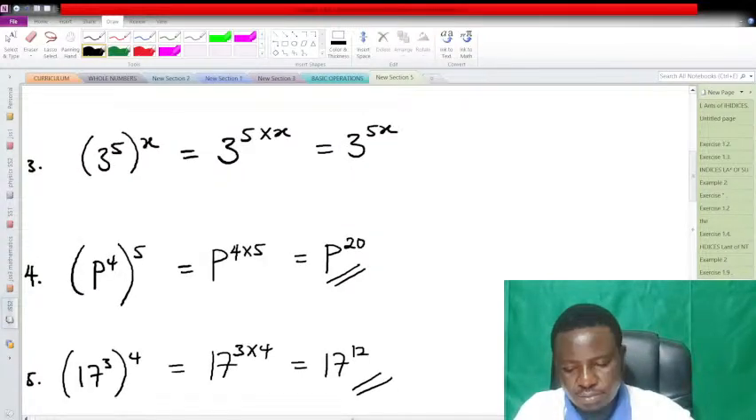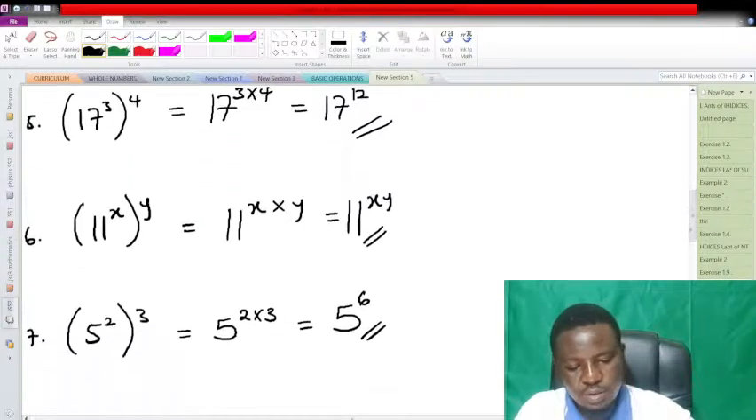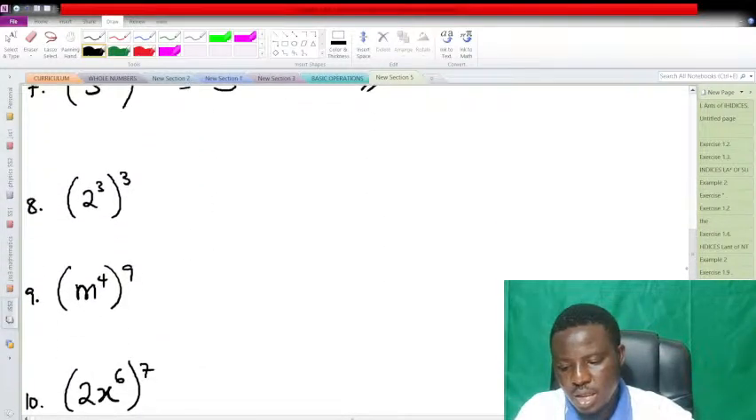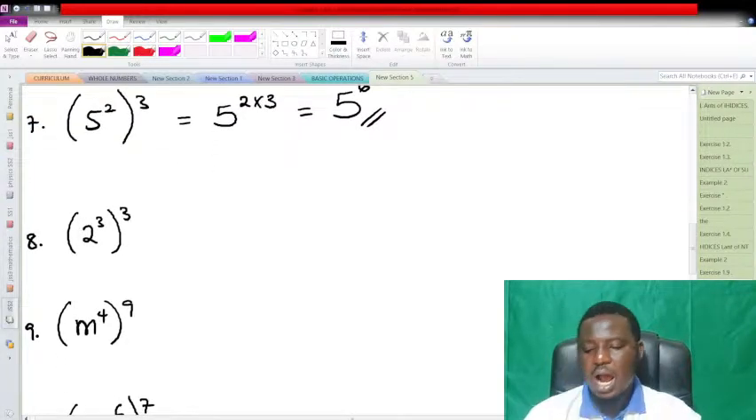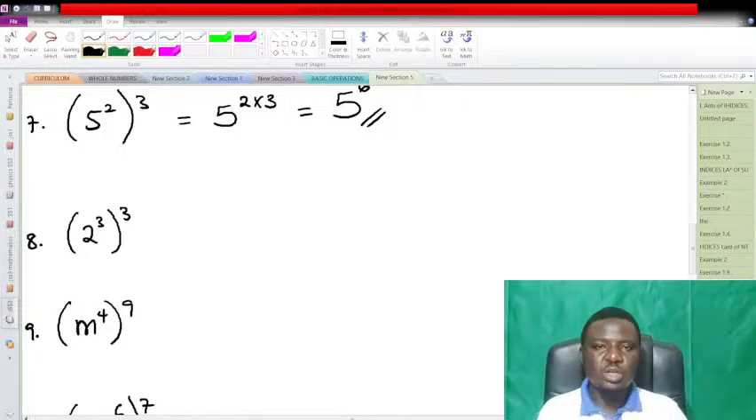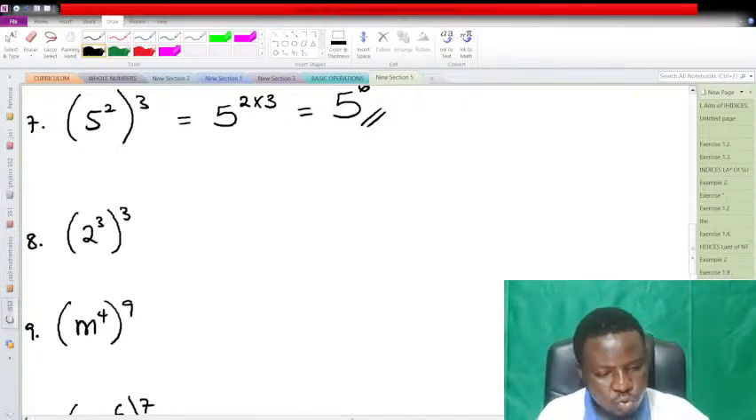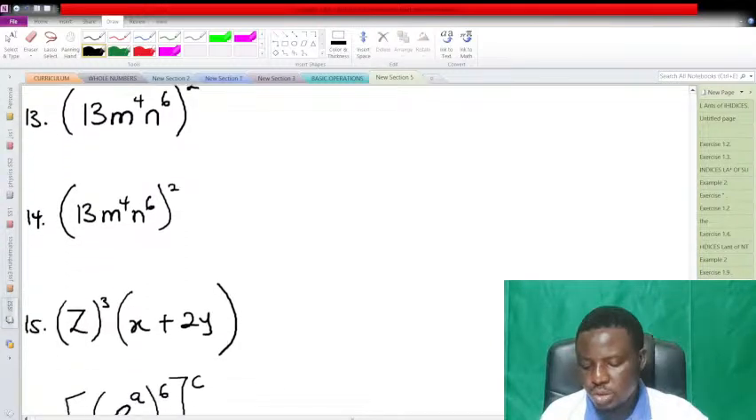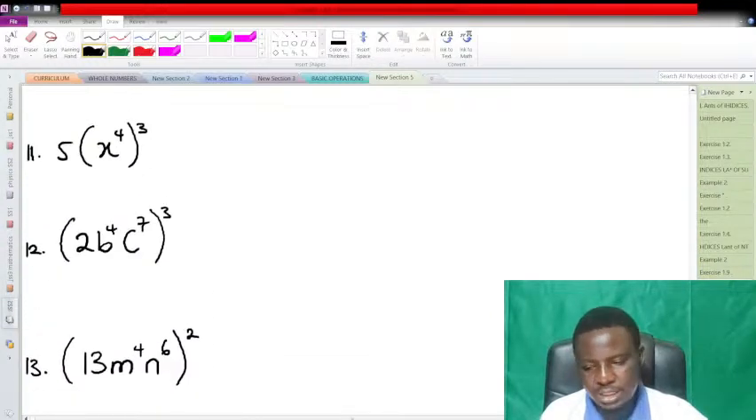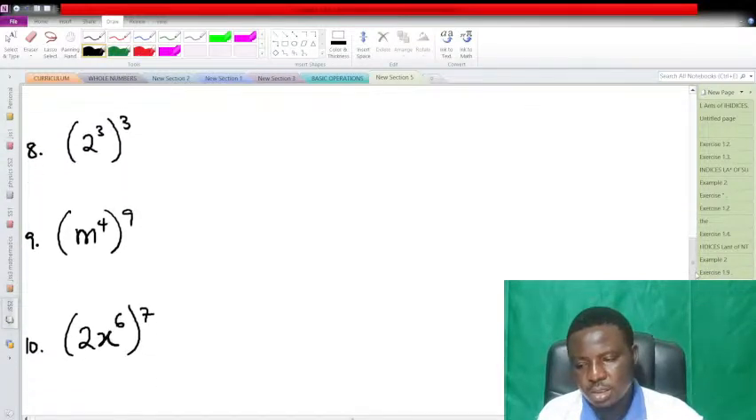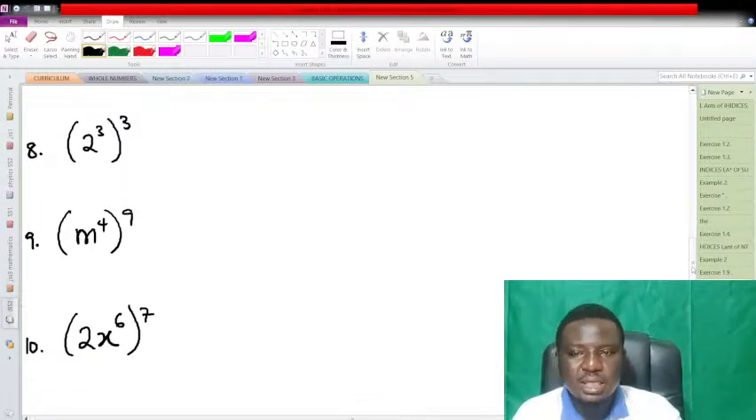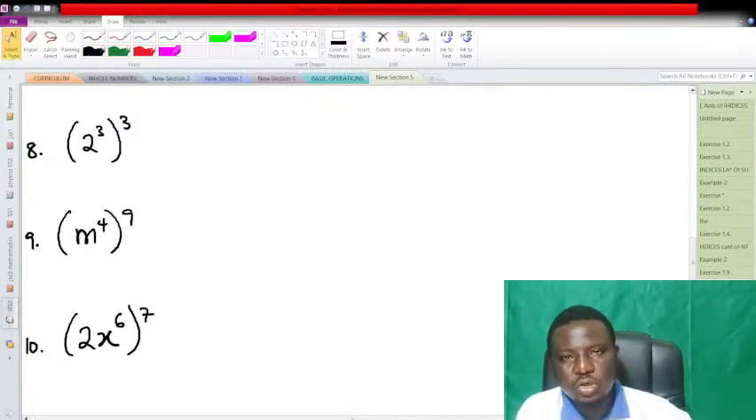Question 8. At this point, I want you to solve from question number 8 down to question number 17. Let me see if you are actually following the class. So what will you get as your answer for question 8? Use the comment section to give me your answer.